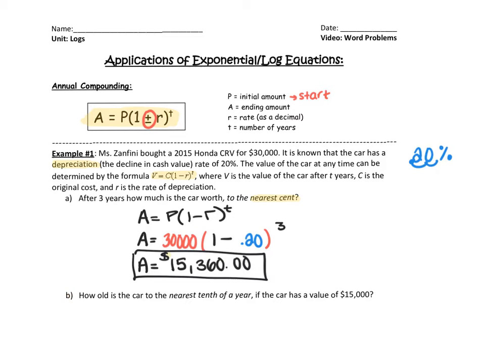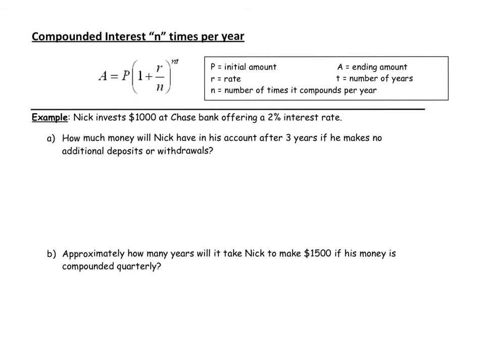Now we're going to do parts B and C another day. In order to figure out how old the car is, we're going to have to use logs. So we'll do that another day. For now, let's just focus on this example. All right, let's move on to example number 2.